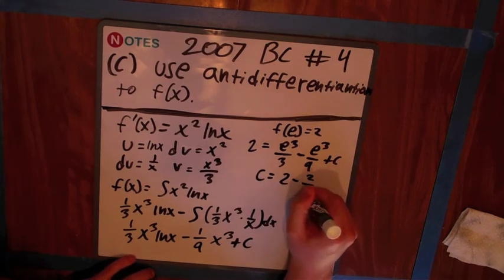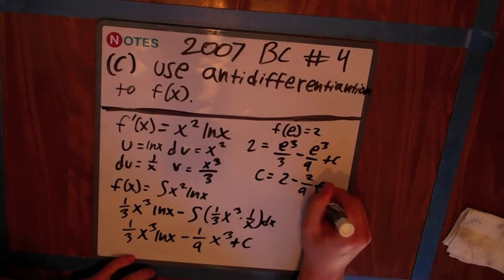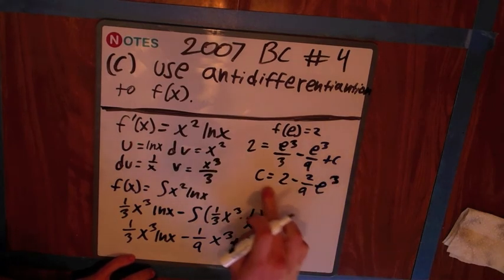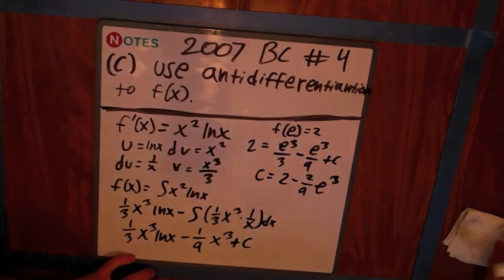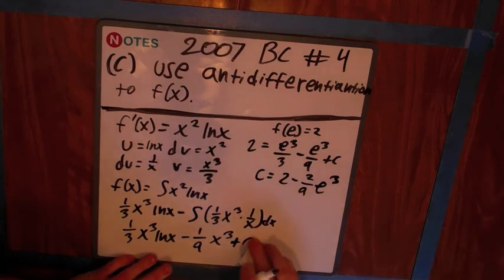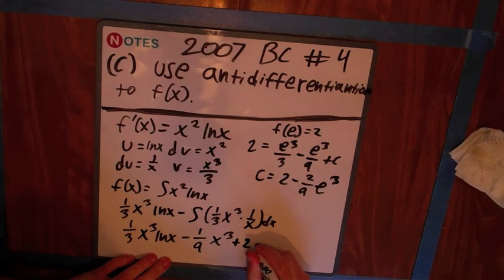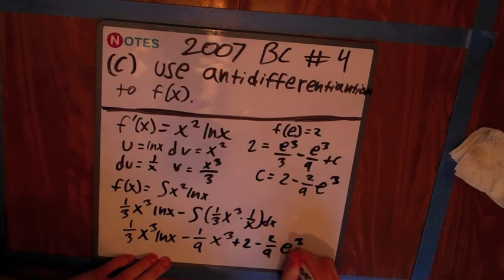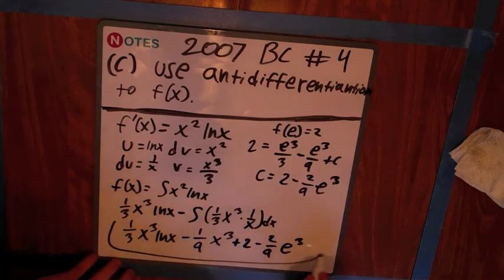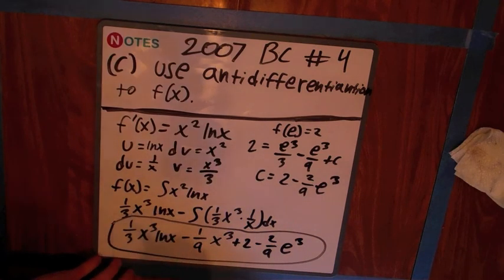minus 2/9 e cubed. That is the c value, which we're going to go ahead and insert right here. So plus 2 minus 2/9 e cubed. That is the function f of x.